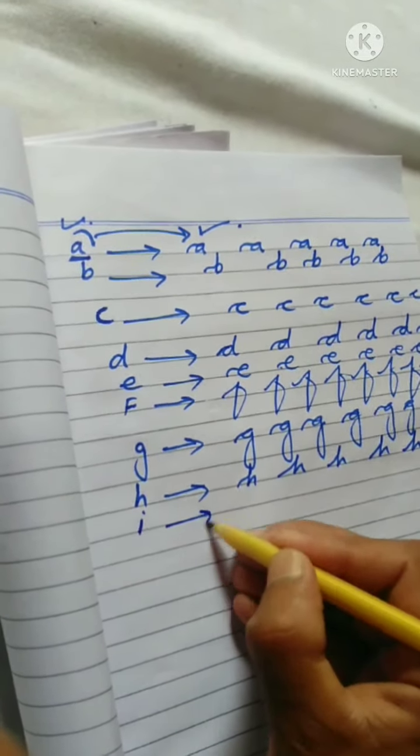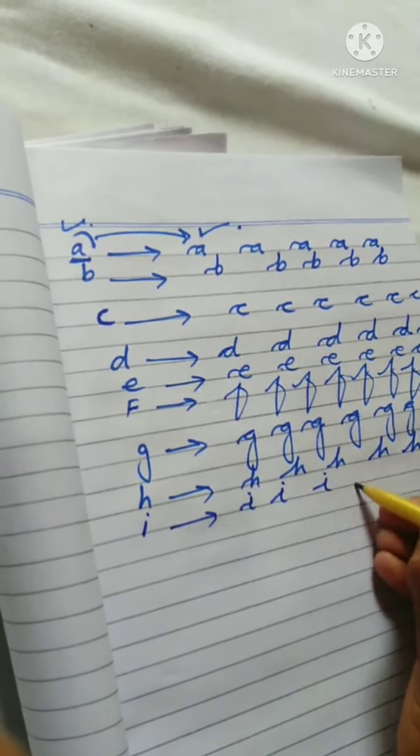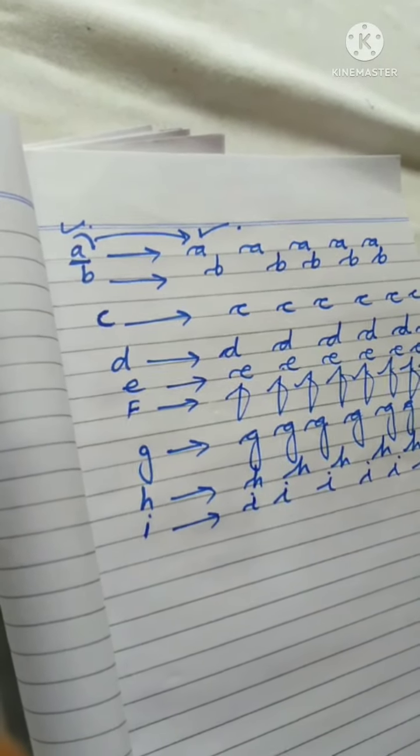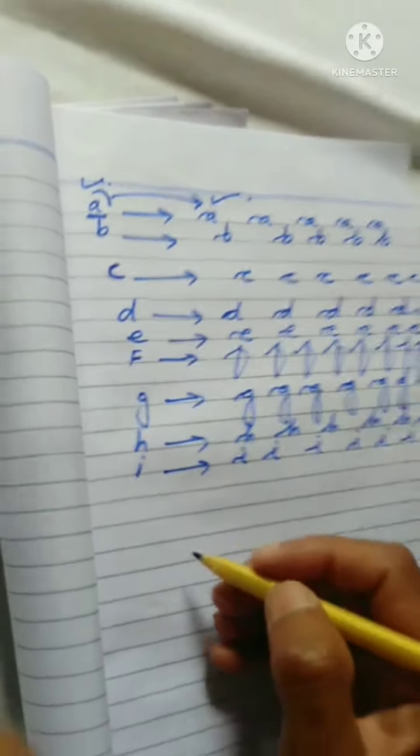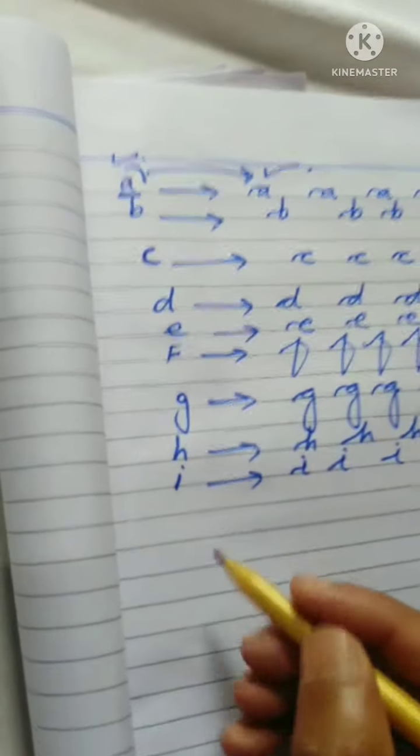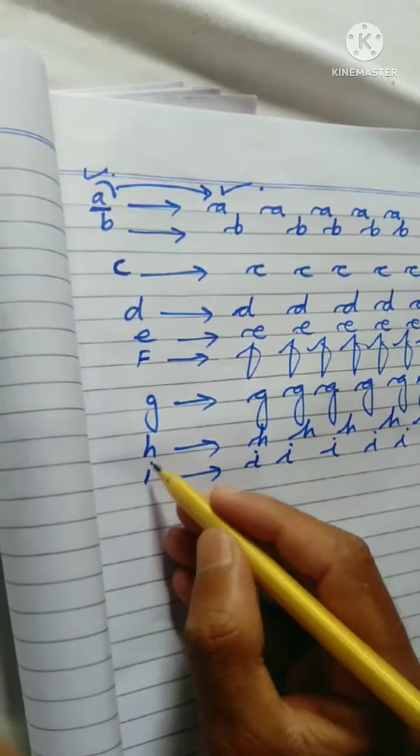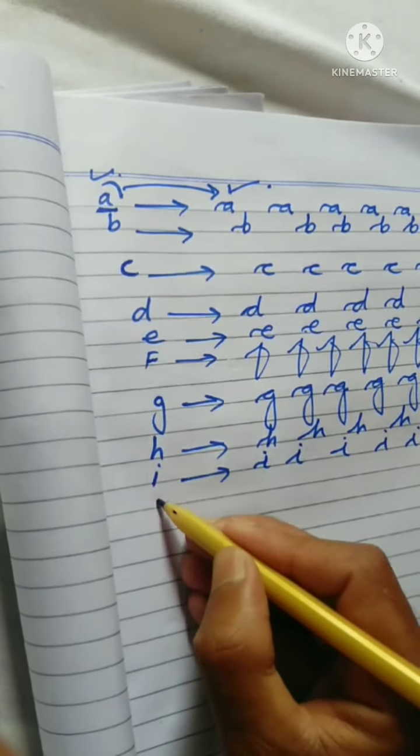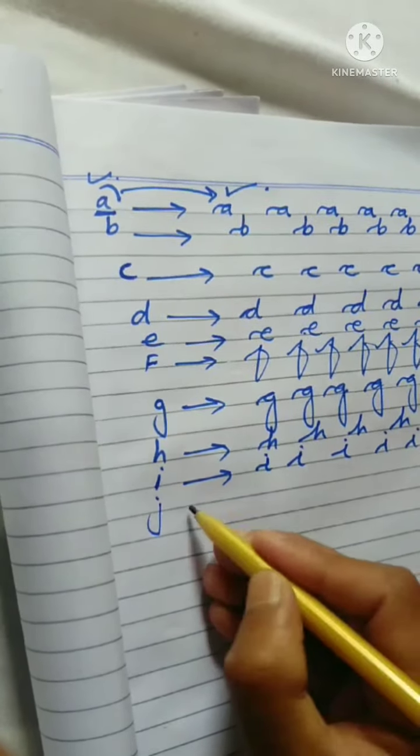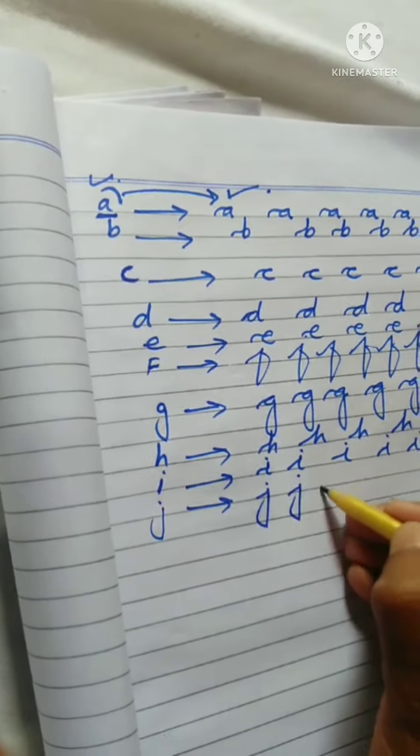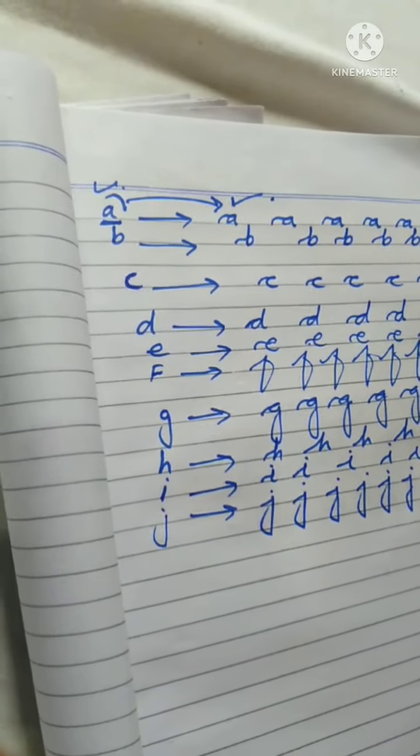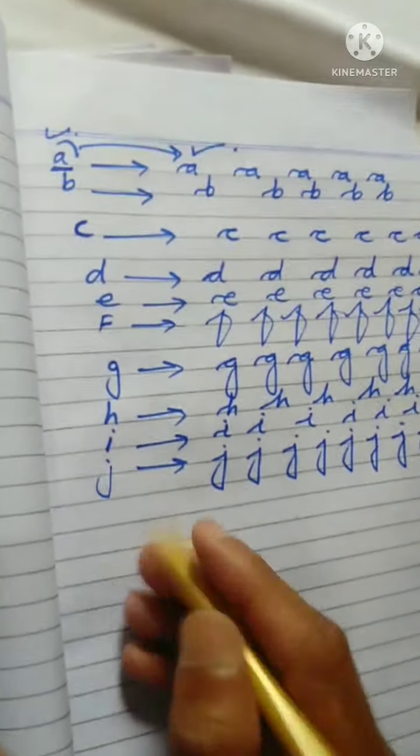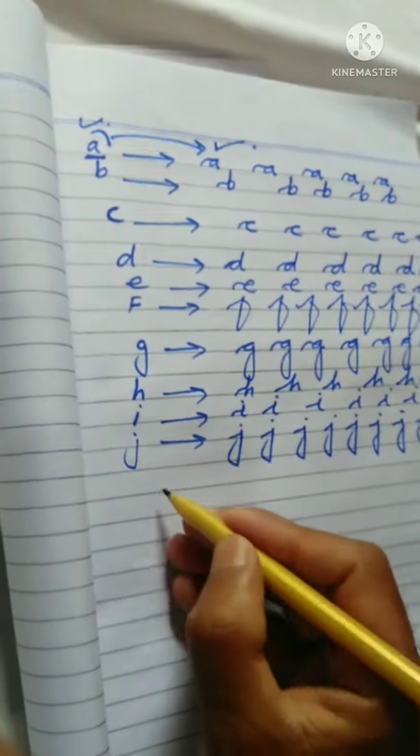I. In joint writing, we may write I like this. I. You may practice this so that your joint writing in English will be improved. J. Today in this video, you may learn only how to write joint writing alphabets.